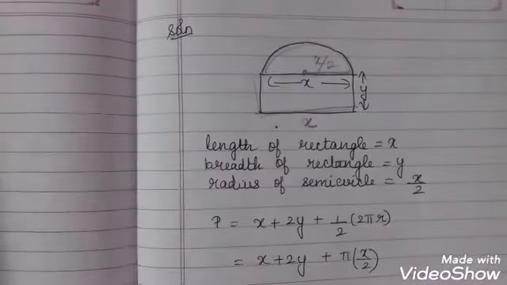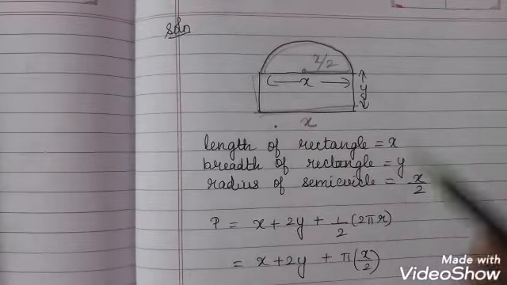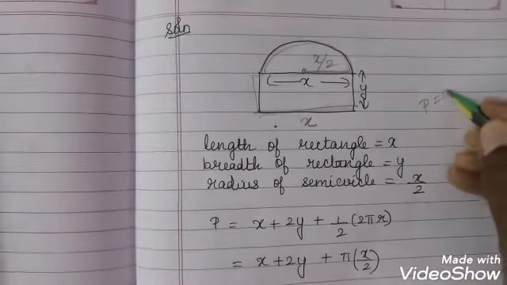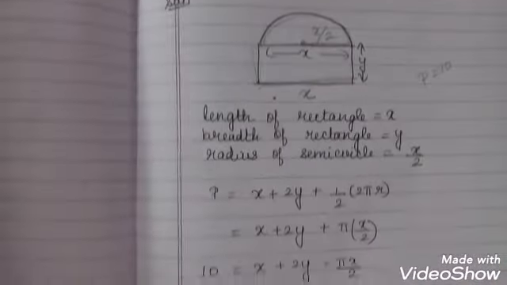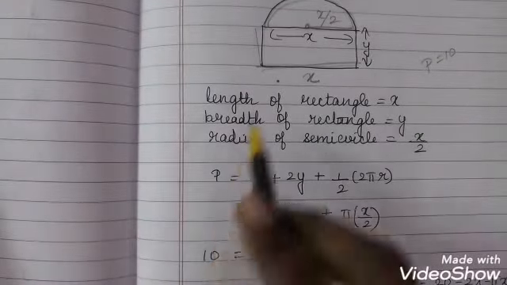It's nothing but equal to x by 2. So that is what I have written here. In this case, the perimeter is equal to 10 centimeters. That is given to us. So perimeter is equal to 10 means what will I write here?